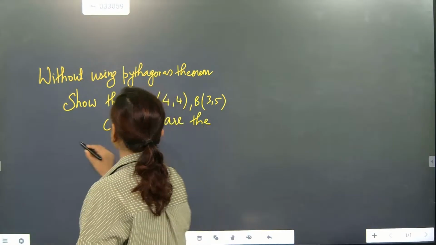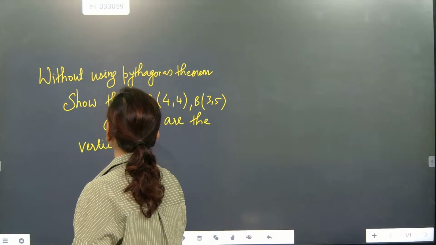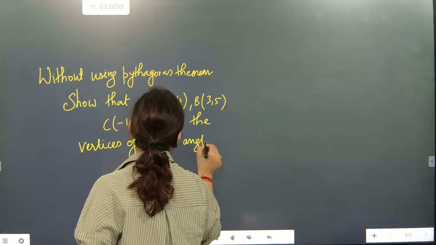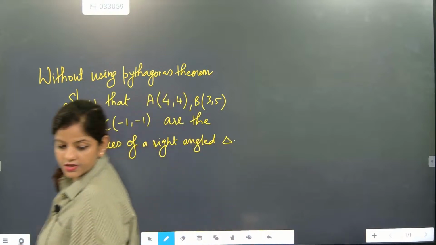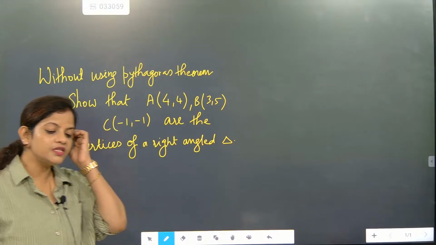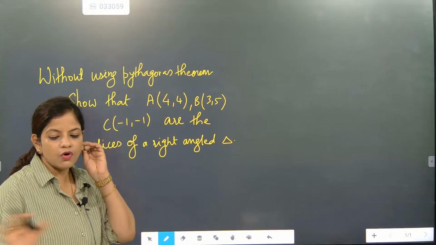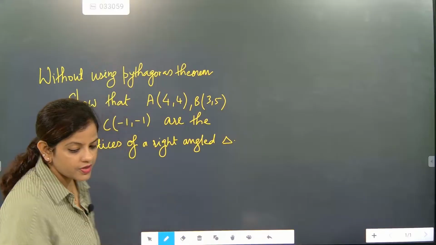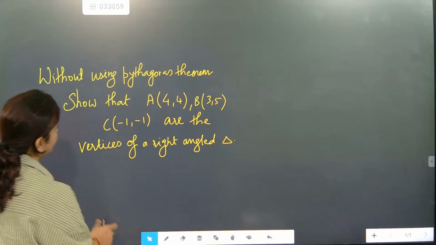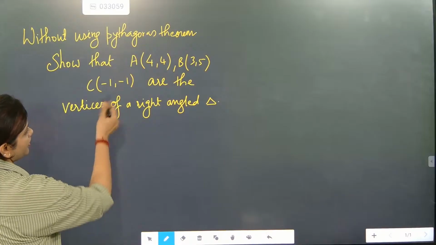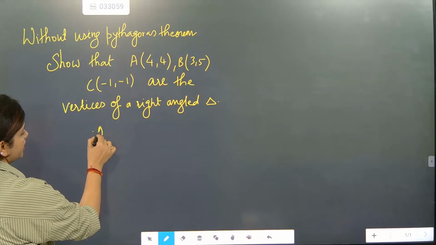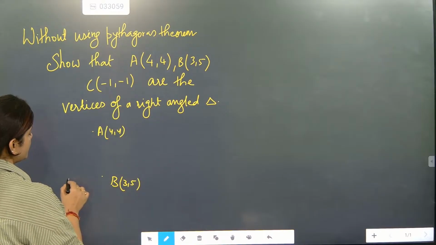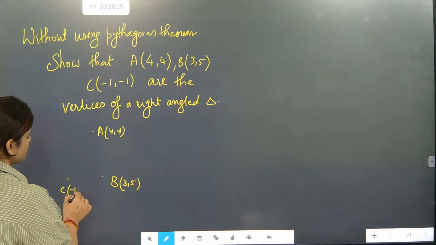Are the vertices of a right angled triangle. How to prove it? First, all the three vertices we are going to draw. Now look at the 3 points we are going to draw. The first point is considered as A (4, 4), B point is coming as (3, 5), and C point is considered as (minus 1, minus 1).